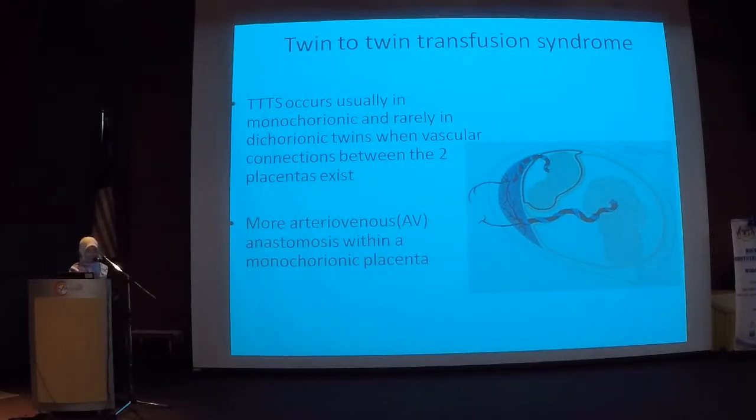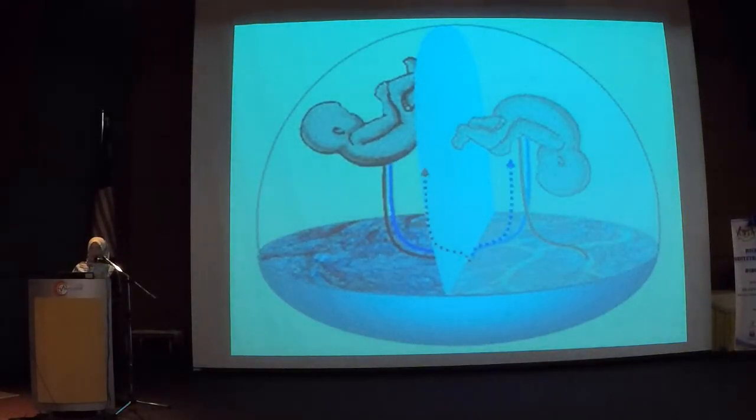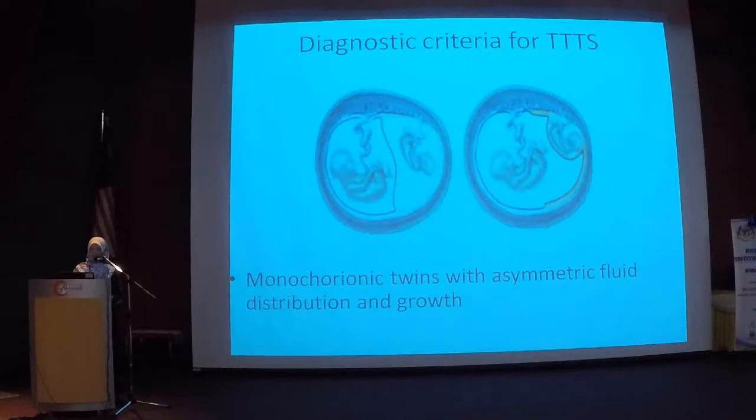It occurs when there are vascular connections between the two placentas. It's more arteriovenous anastomosis within a monochorionic placenta compared to the dichorionic. It can be arterial to arterial, or also vein to vein, but usually the one that gives more problems is the arteriovenous. Because of the connection between the vessels, one fetus will receive more blood compared to the other fetus.